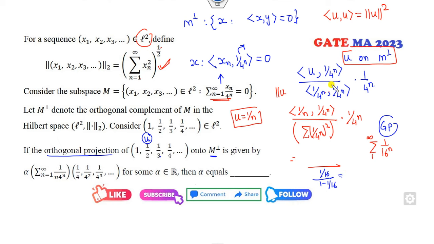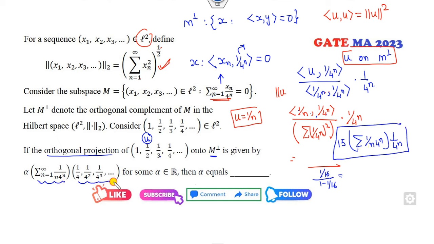So the right answer is, I can write here, the numerator part will be the inner product of 1 over n with 1 over 4^n, divided by 1 over 15. The 16 will be cancelled. So this is the right answer. And if you compare them, you can see it's a summation of 1 over n, into 1 over 4^n. So alpha will be 15, which is the right answer.